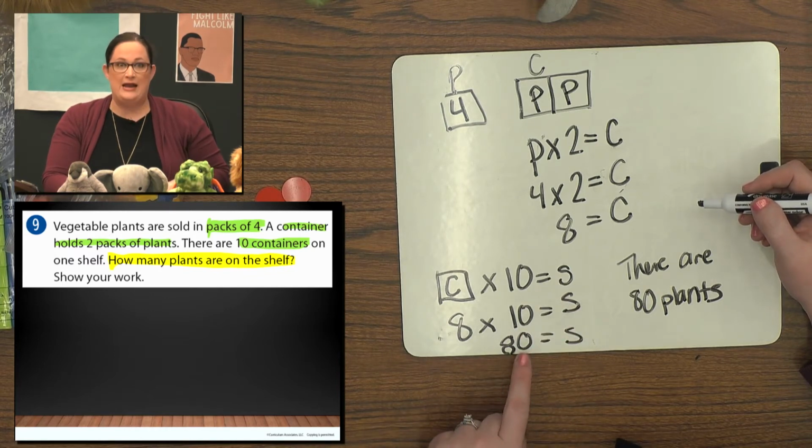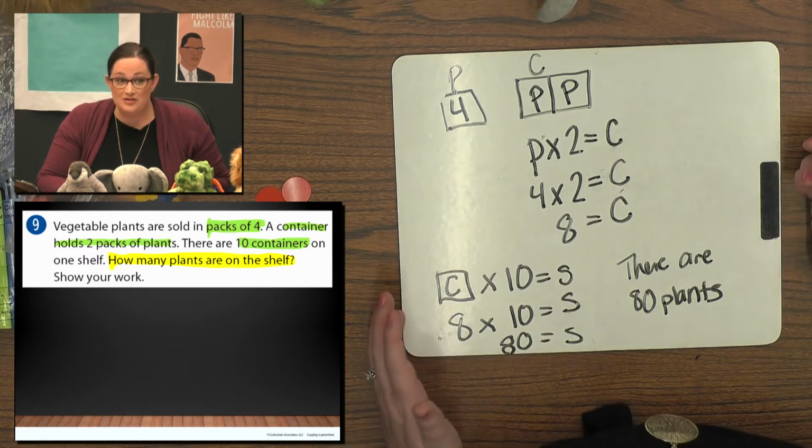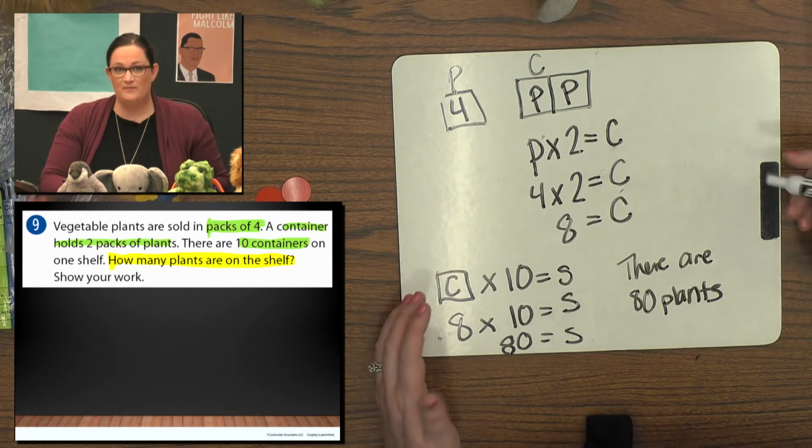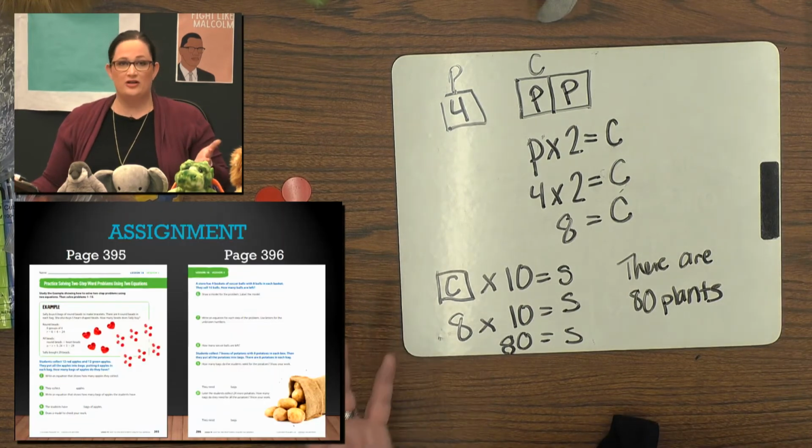So there are 80 plants on the shelf. Is that what you got? Did you get 80 plants on the shelf? Awesome job. Let's take a look at our assignment today.